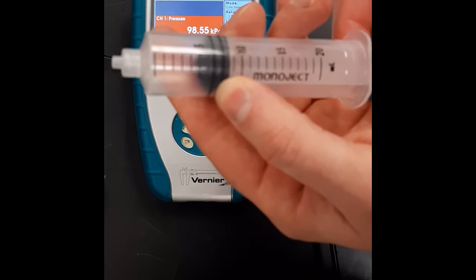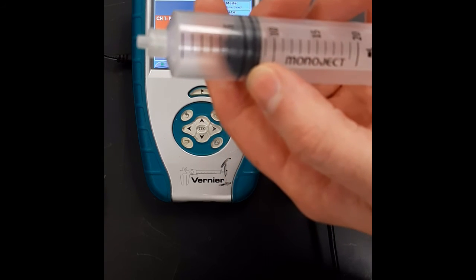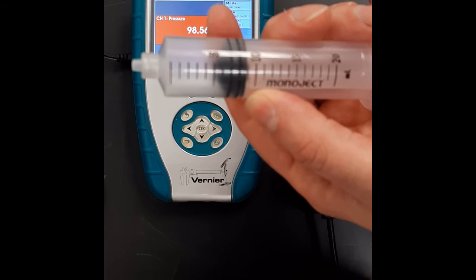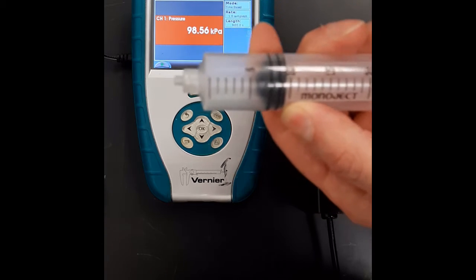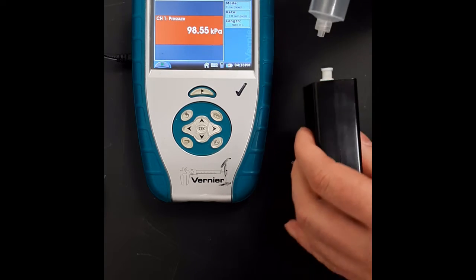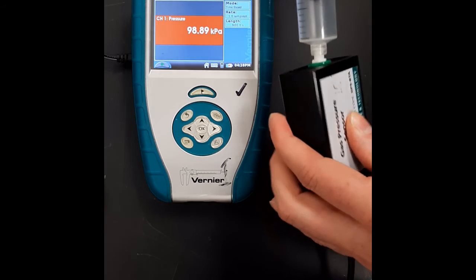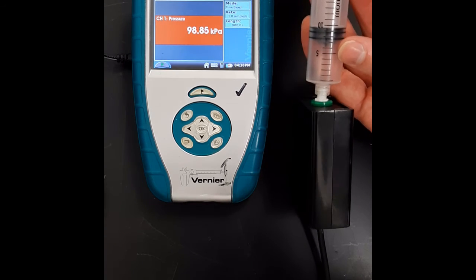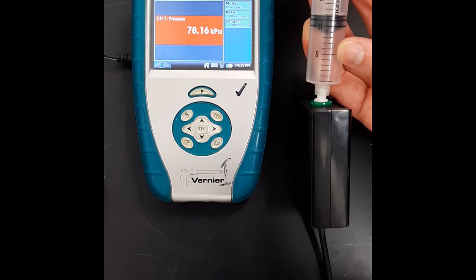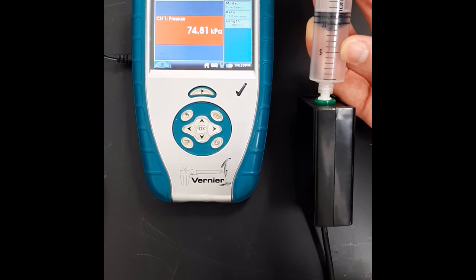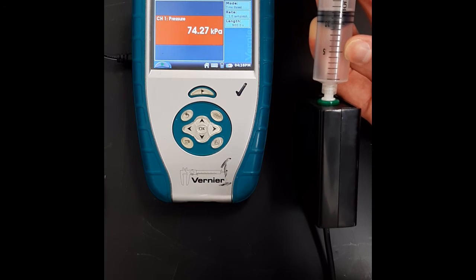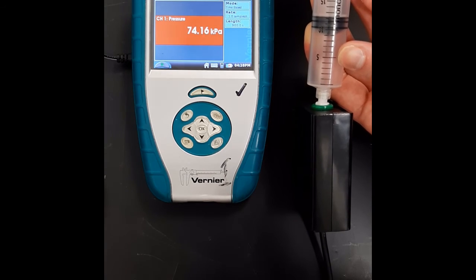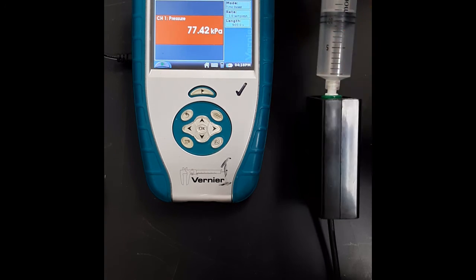I'm going to go to about 7.5. So that's 5, 6, 7, and about halfway there. So there's going to be 7.5 puffs in this syringe right now. When I connect it back to the sensor, I'm going to give it the same volume in here like previously. So for 7.5 puffs of air, we're seeing a pressure of 74.15 kilopascals.